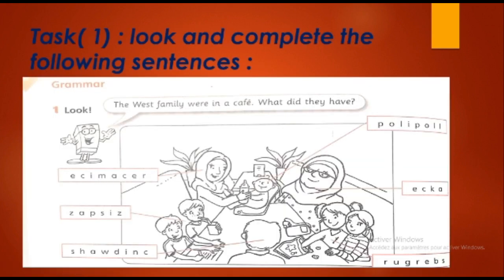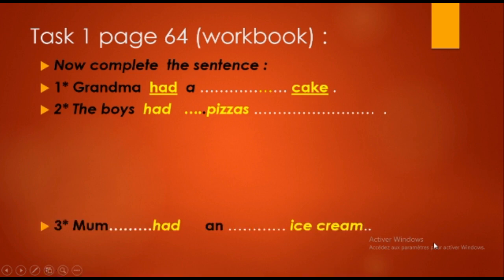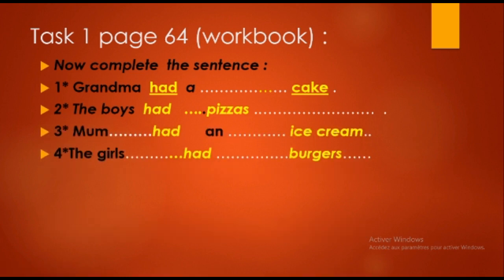Number 4 now. Sentence number 4. The girls. Look at the girls. What did they have? The girls have or had? Had. Thank you. Had burgers. Yes, burgers. Excellent. Our answer is correct. The girls had burgers.